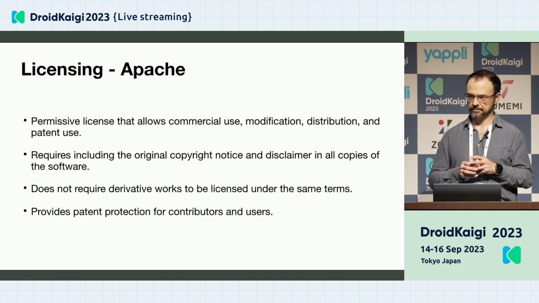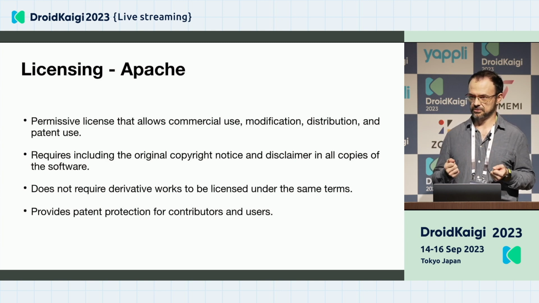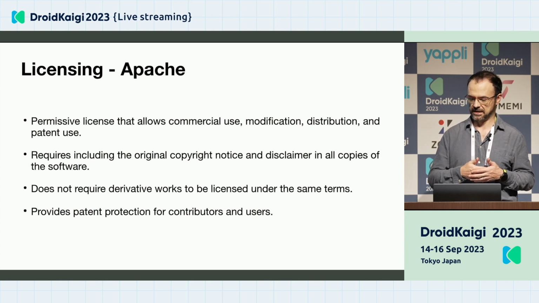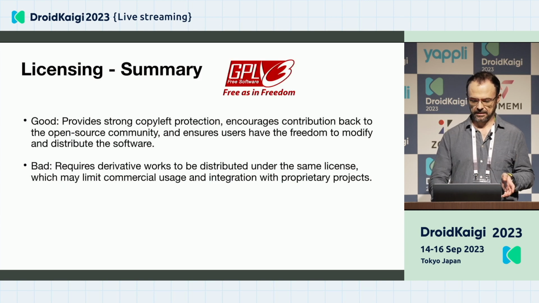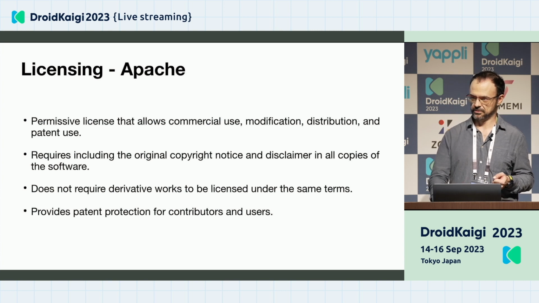Apache is very similar to MIT, almost the same. Probably the biggest difference is that it provides protection for code patents. I'm not sure about Japan, but in the United States, patenting source code can be a thing. You can get a patent over an algorithm, over a specific library or piece of code. And with Apache 2.0, you can do this. You can include, if you want, this thing within your library, and it's still protected by a patent. So generally, Apache 2.0 is the one that is mostly used in the open source world.